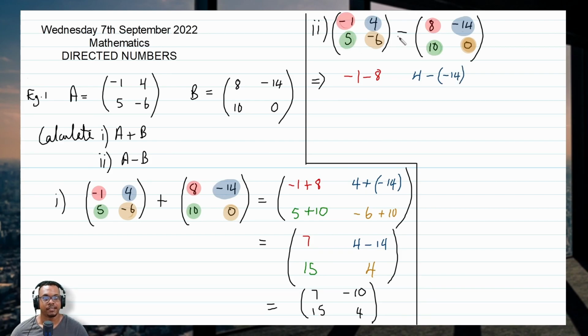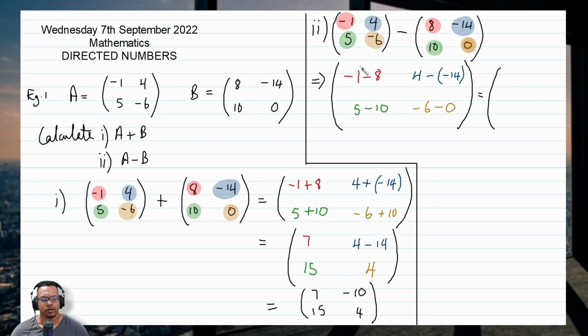Then we have 5 take away 10. And then we have negative 6 take away 0. Now, 0 is neither positive nor negative. 0 is nothing, right? It's neutral. It's in the middle, between the positive numbers and the negative numbers. So I'll put an equal sign here and start working our answers out. Put brackets.